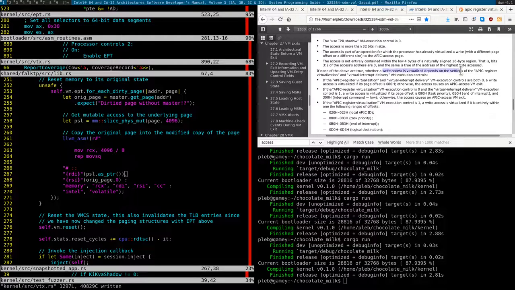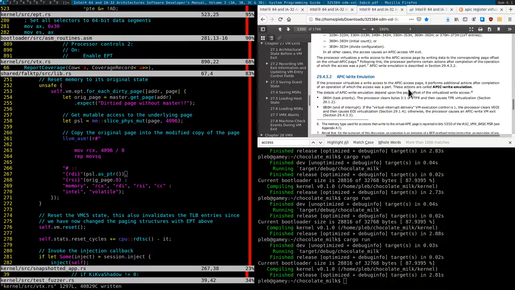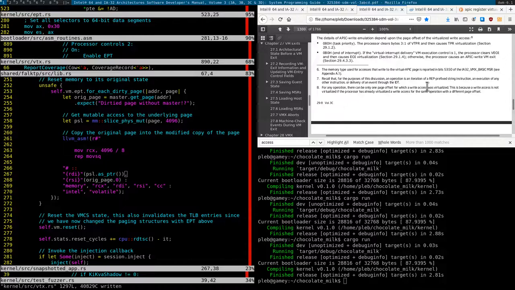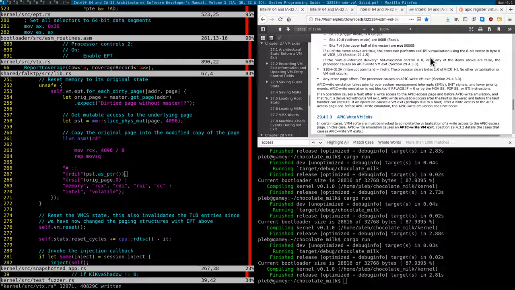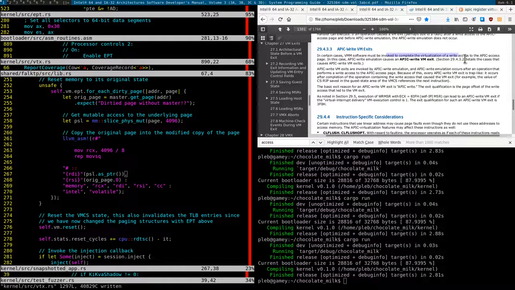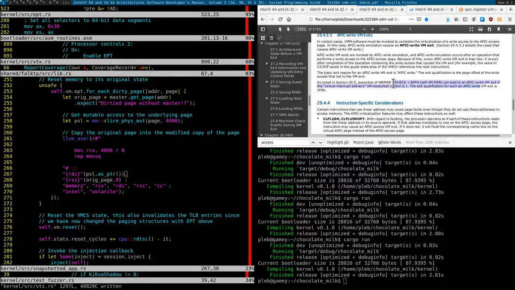Okay. APIC write emulation. Okay, APIC write VM exits. It's trap-like. It occurs after the completion of the operation containing the write access. For example, the CS RIP references the next instruction. Basic exit reason is APIC write. The exit qualification is the page offset of the write. Okay, yeah, so you have no idea.